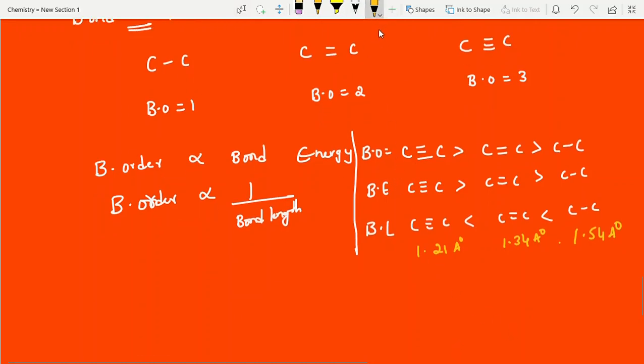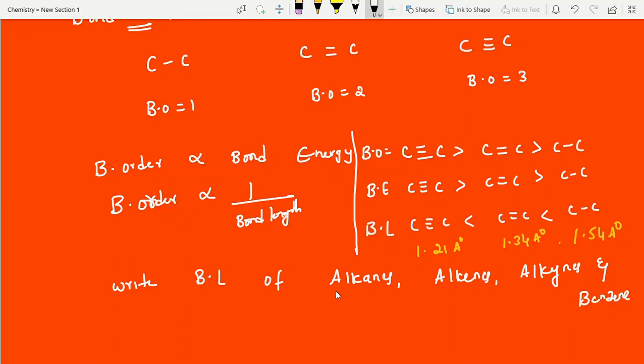Next, they are asking one more question. Write the bond length order of alkanes, alkenes, alkynes, and benzene. Alkanes means C single bond C, alkenes C double bond C, alkynes C triple bond C. Benzene means the structure we have just drawn, right? In which case is bond length more? Definitely alkanes. The C-C bond length is 1.54. Next one, benzene, students.